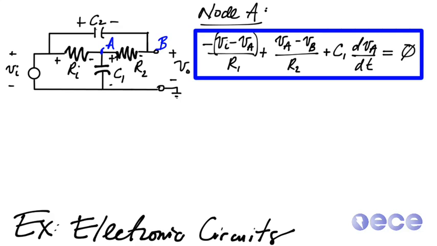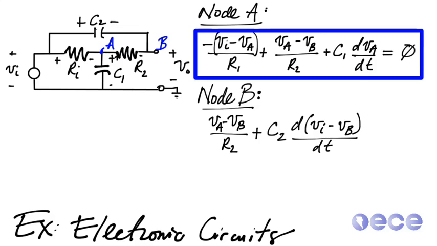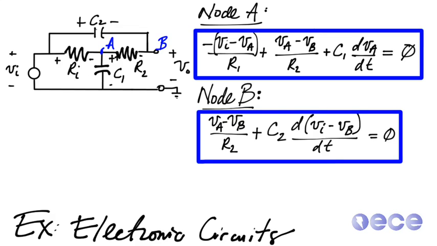The second equation is not unlike the first. We're just going to be doing it at node B instead. So V sub A minus V sub B tells us the current going into node B. The other current that comes into node B goes through capacitor C2. So we're going to add plus C2 d(V_I minus V_B), so we're subtracting the voltage across V_I and V_B, and then taking the derivative with respect to time. That gives us the current going through C2, and the sum of all of these currents going in is also going to be equal to 0. So here we have our two nodes, and this gives us two equations with which we can describe the equations of motion for the system.